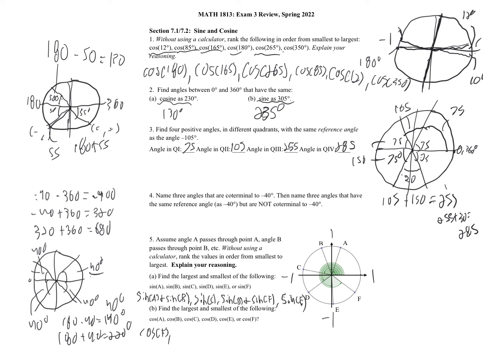And then next, cosine of A. And then next would be cosine of E, and cosine of B, cosine of D, and cosine of C.